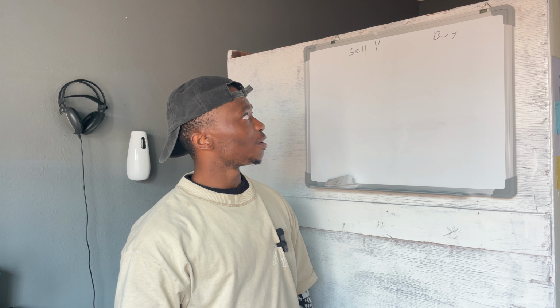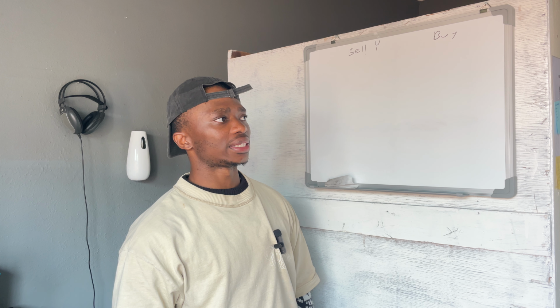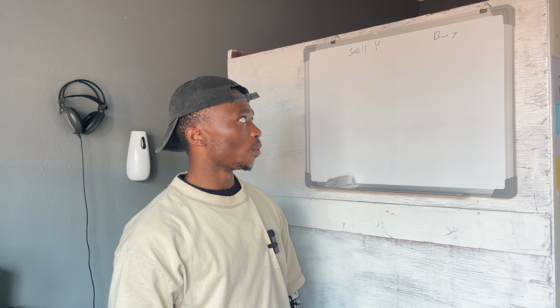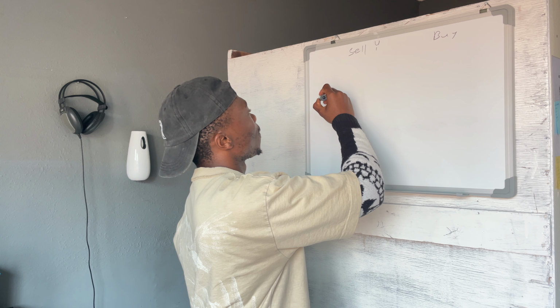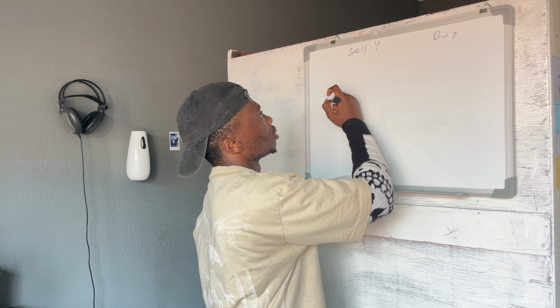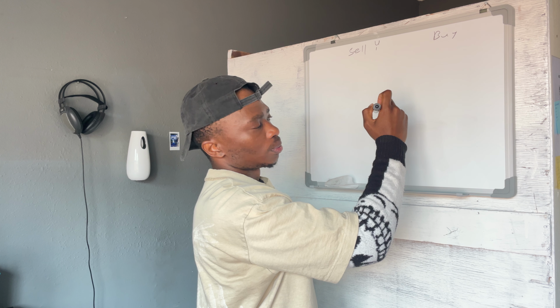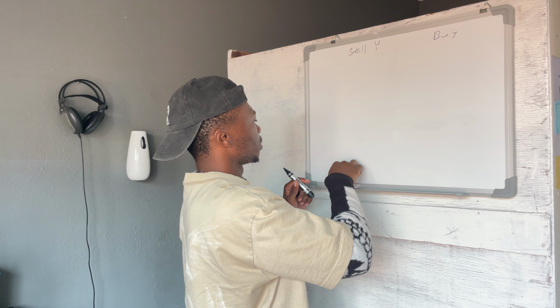First things first, we are starting with the basics, the 1.0. Basics are everything. I think you can remove those things at the top, or the buy and sell.